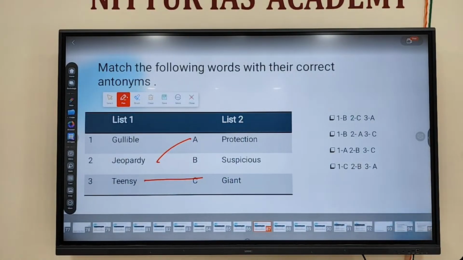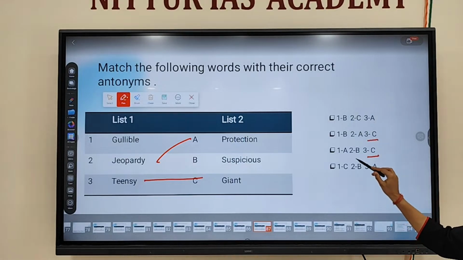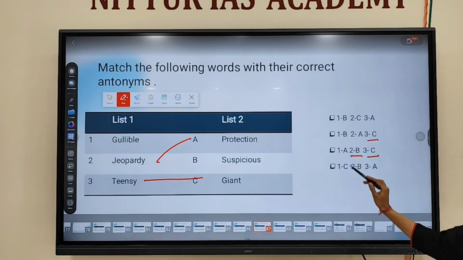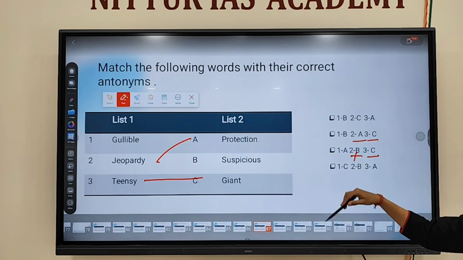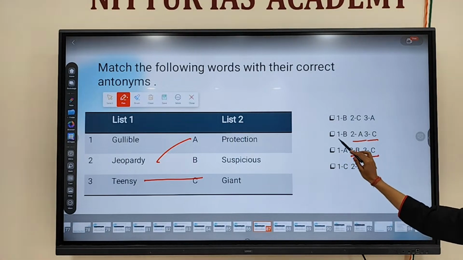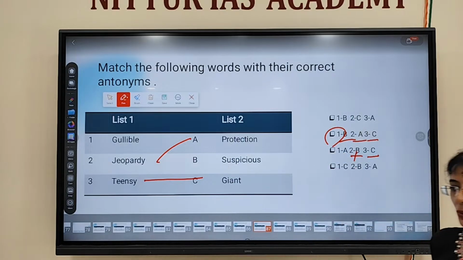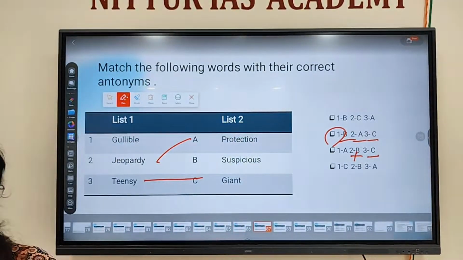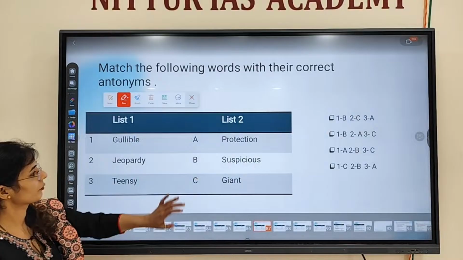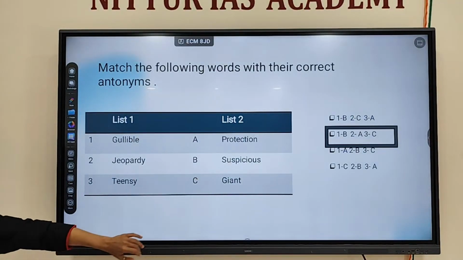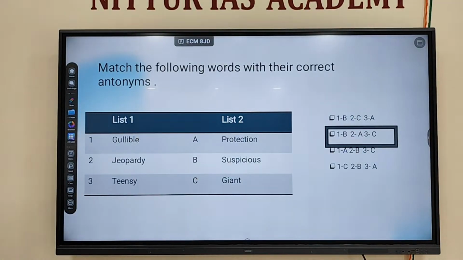So 3 is C. For 2, it should be B. Oh, 2, it should be A. So for 1, it should be B, right? Second option? Not necessary, we need to know all the meanings. At least if we know 1 or 2, we are able to answer the question.